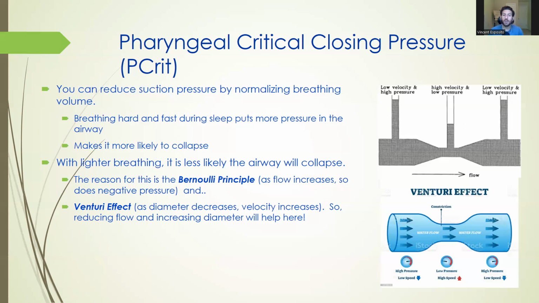So reducing flow and increasing diameter is going to help P crit, essentially. If you have a wider diameter and a slower flow, that is going to decrease the pressure, decrease the velocity, and decrease the chance of the airway collapsing.